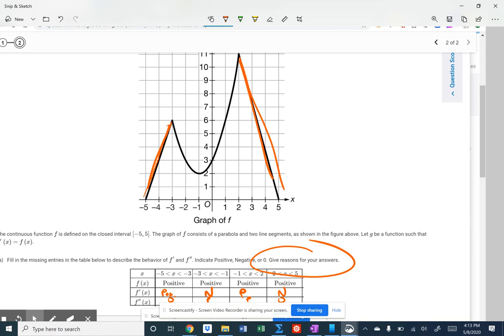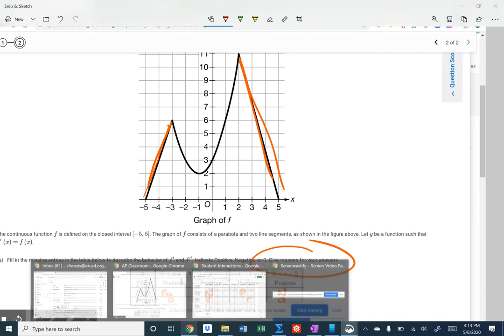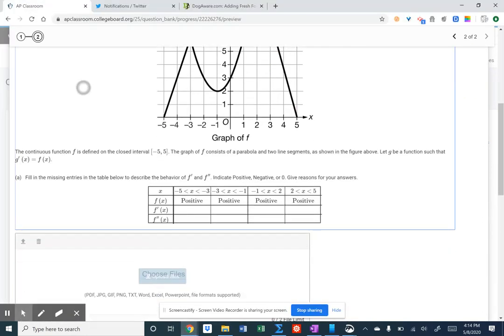Where f is increasing, f prime will be positive. So that's the -5 to -3 and the -1 to 2. When f is decreasing, f prime is going to be negative. That's from -3 to -1 and 2 to 5. And then for f double prime, when f is concave up, f double prime will be positive, and that's from -3 to -1 and from -1 to 2. And then in the linear portions, f double prime will be equal to 0. All right, let's go back to the picture.